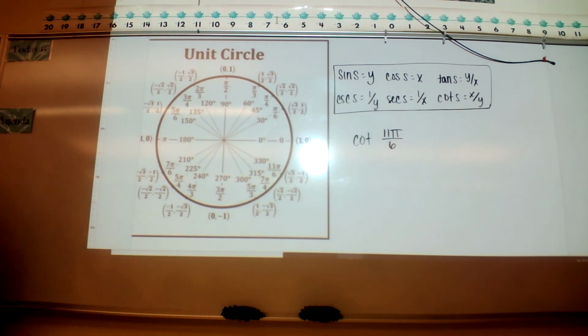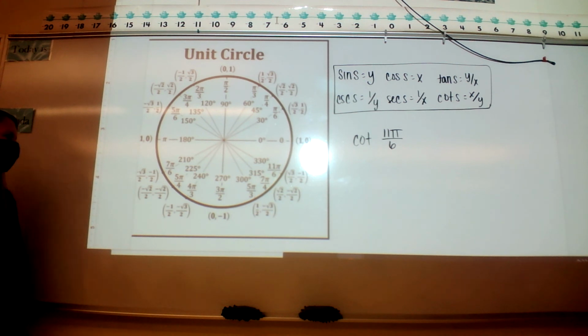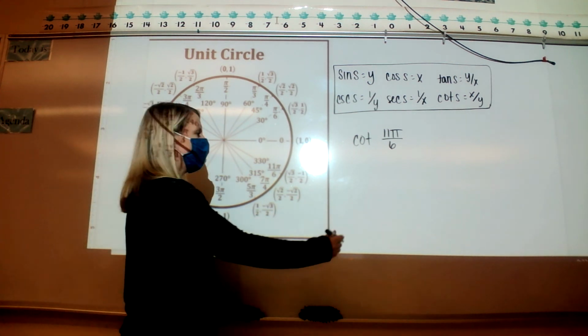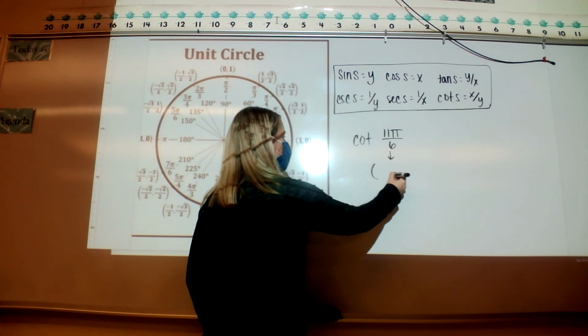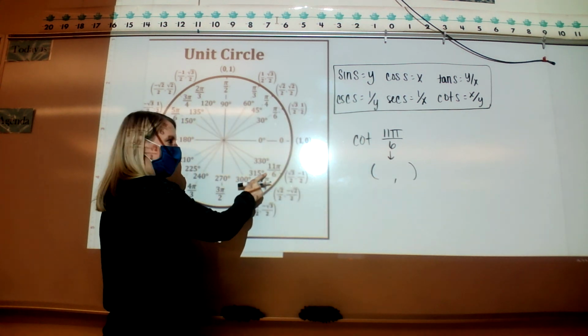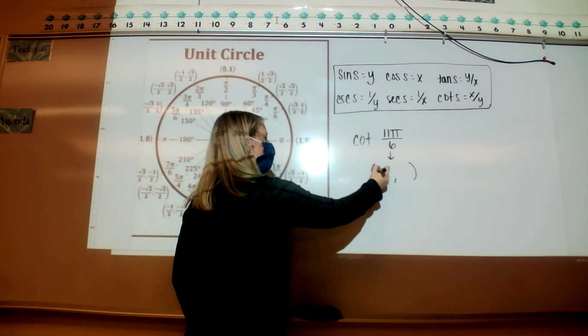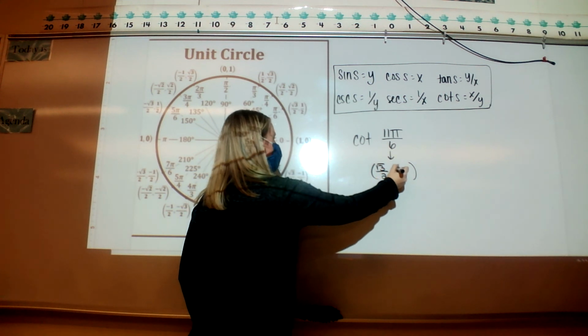You'd say, sure, I can find it. I've been doing these, these aren't that bad. So you would say, okay, 11 pi over 6, I'm gonna look up my point. It's right here in my unit circle. So it's root 3 over 2, negative a half.